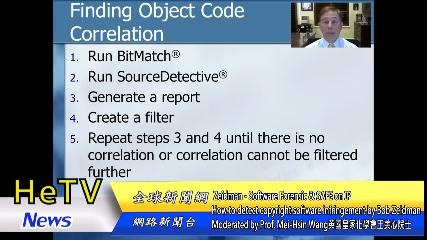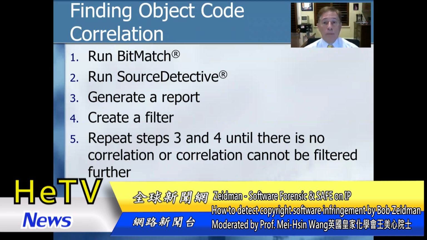The process for using bitmatch to find copyright infringement is identical to the one for using CodeMatch. You first run bitmatch. You then run source detective to find the elements that were matched according to bitmatch, and source detective will determine whether those can be found and are common on the internet. You generate a report to review the results.